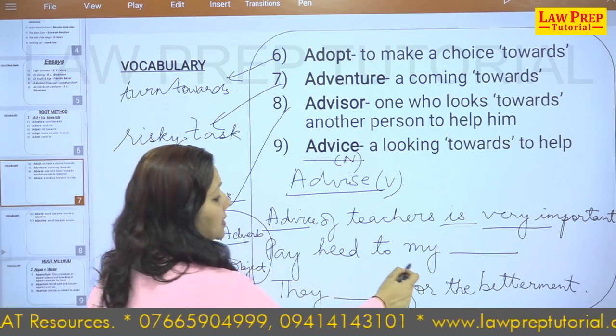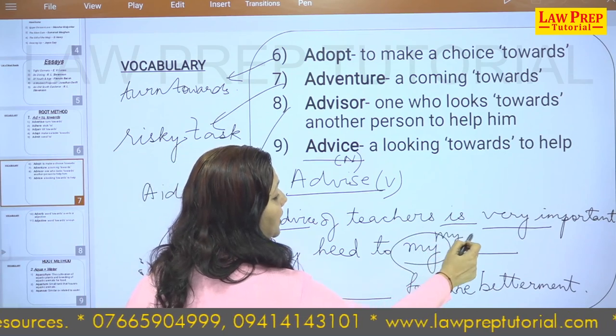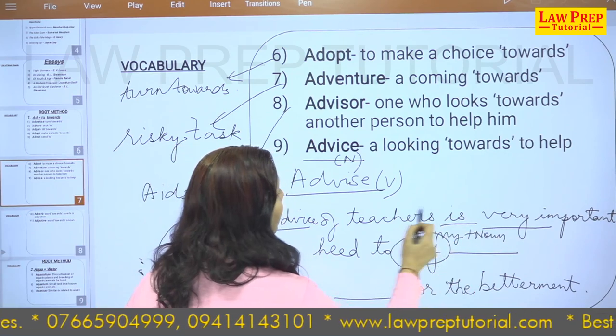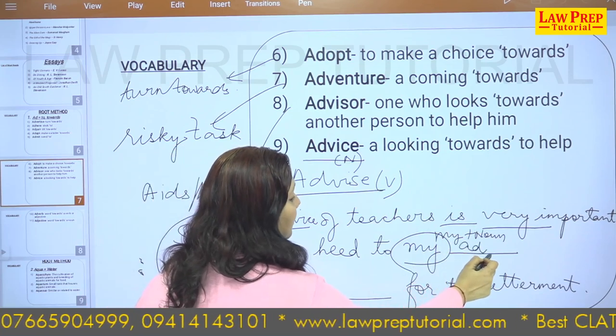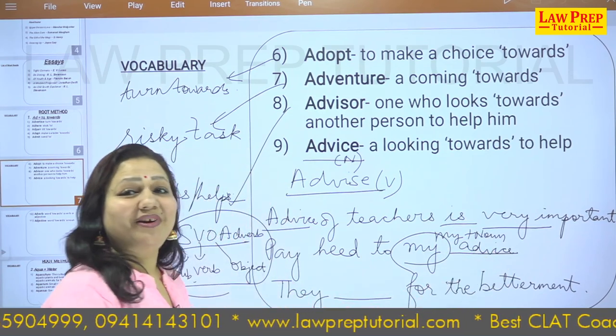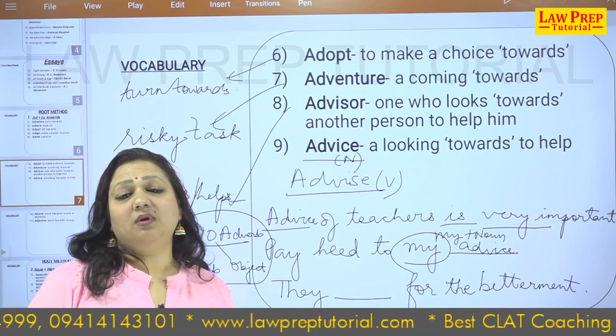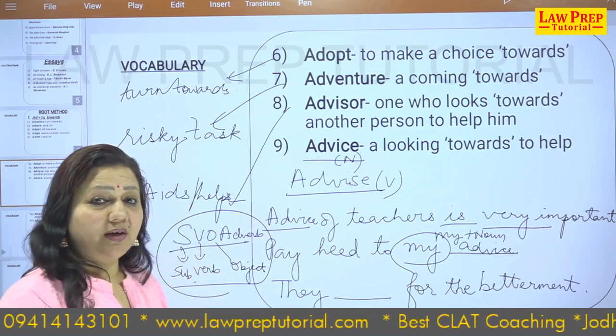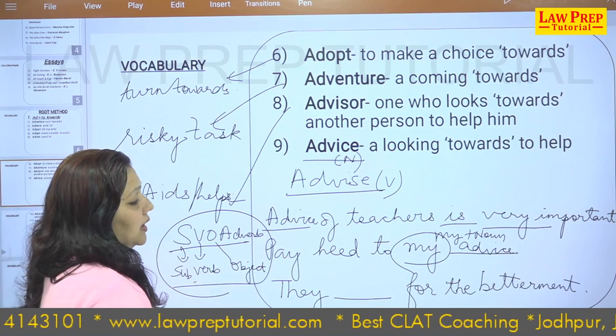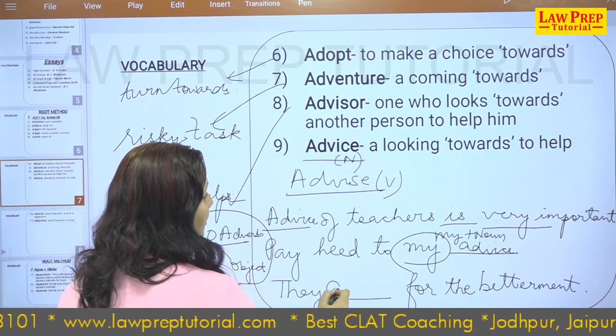Pay heed to my advice. Now, my is a pronoun, my plus noun, right? So if it is a noun again, the answer would be advice. Some of you take it for granted. The first one was CE, the second one would be SE. They take it for granted, it's not so. The third one, they dash for the betterment. This is a verb.